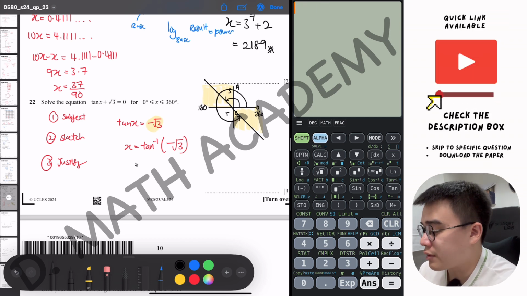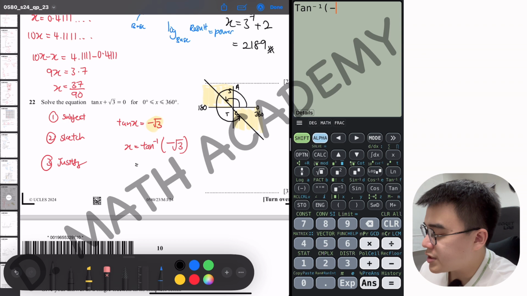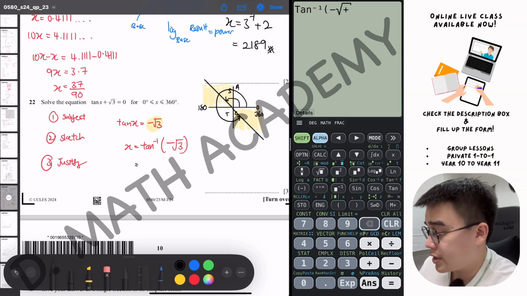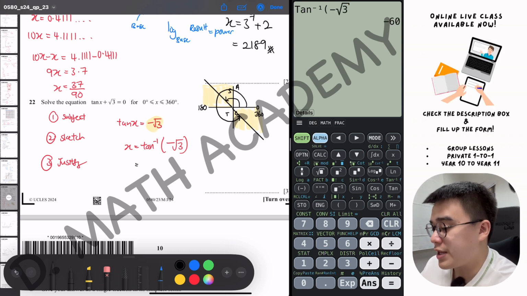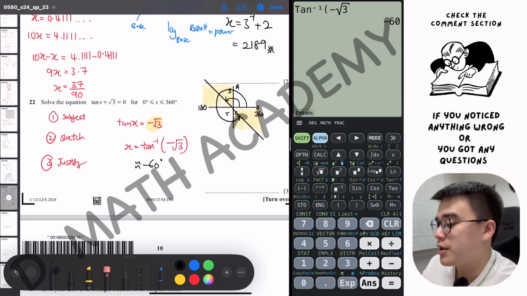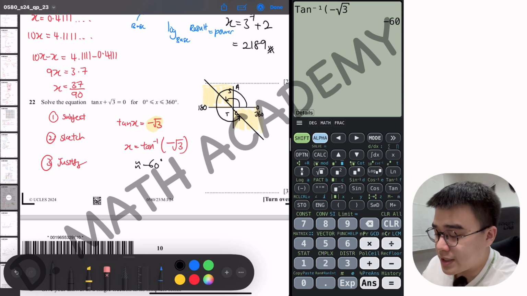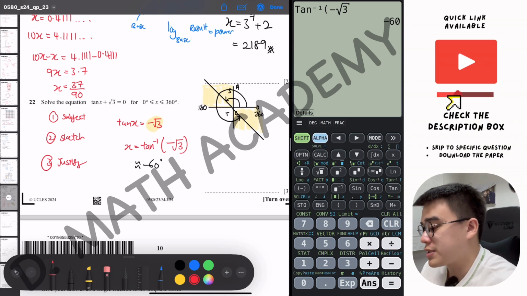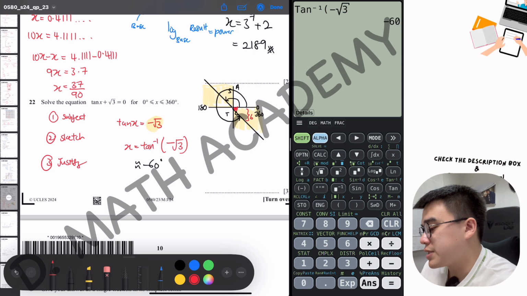So let's key in our calculator first. Tangent inverse negative square root 3. The answer turns out to be negative 60. So please take note that negative in basic mathematics doesn't mean anything. It's just telling us that if we go the other way around, the gap is 60 degrees.